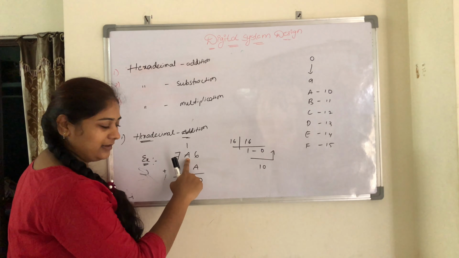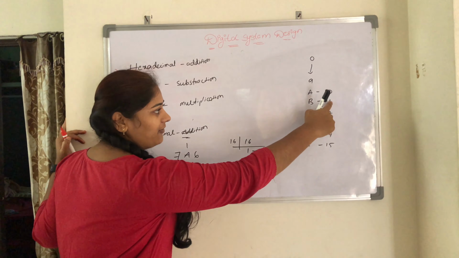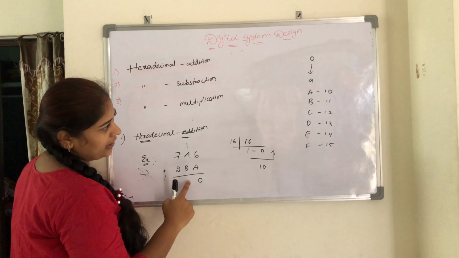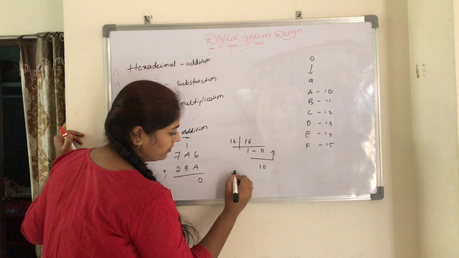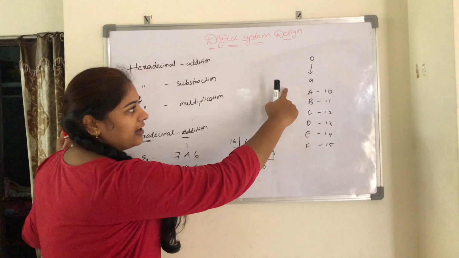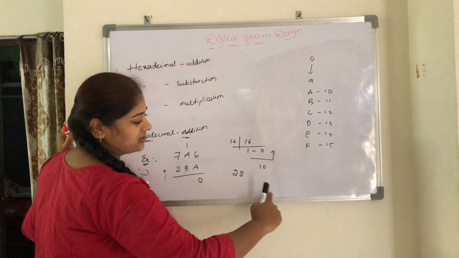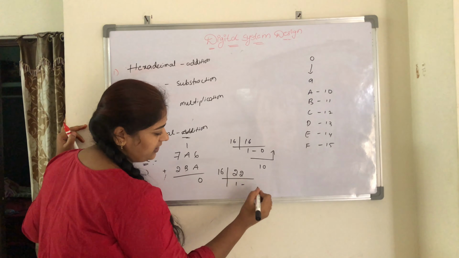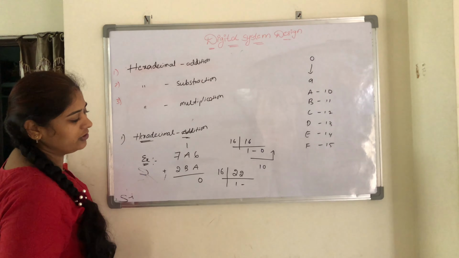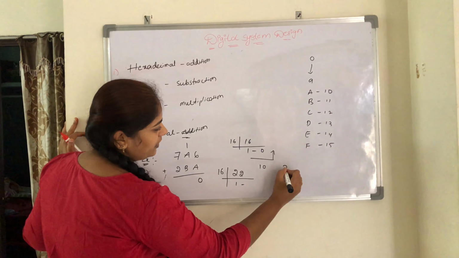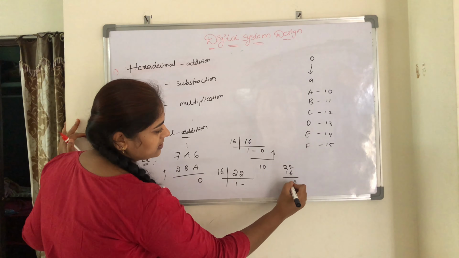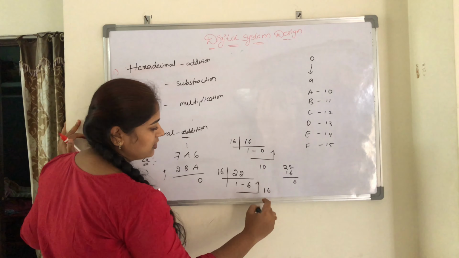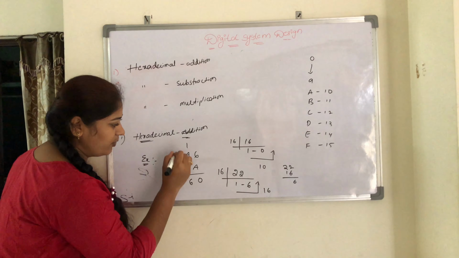So a is nothing but 10, 10 plus b is nothing but 11, 10 plus 11 is 21, 21 plus 1 is 22. So our hexadecimal range is only up to 15. So we have to convert 22 into hexadecimal. 16 1 is 16, remaining from 22 minus 16 is 6. So the answer is 1 6. 1 6, 6 and 1 is carry.